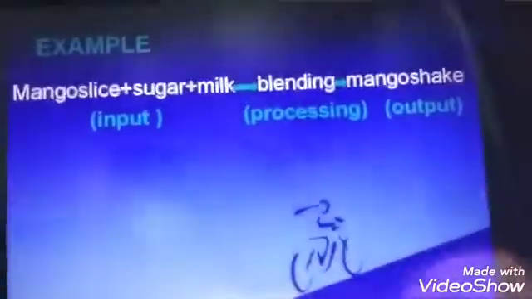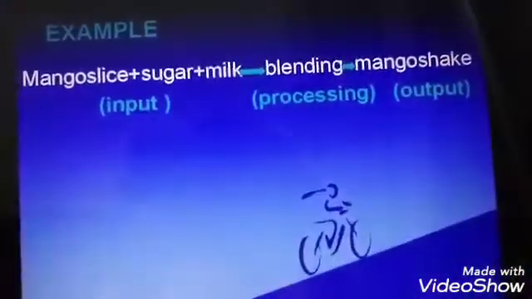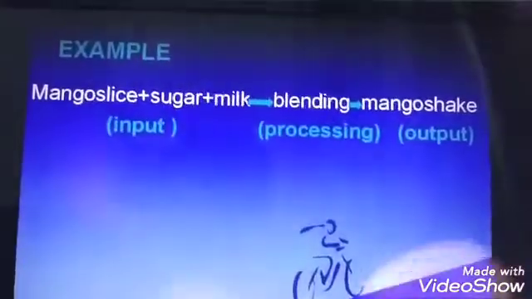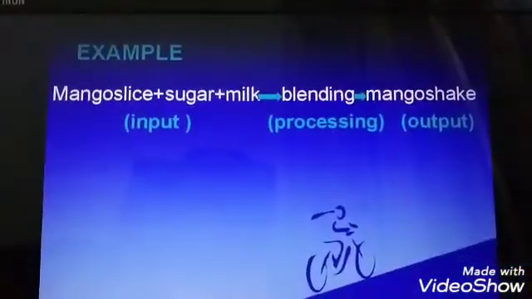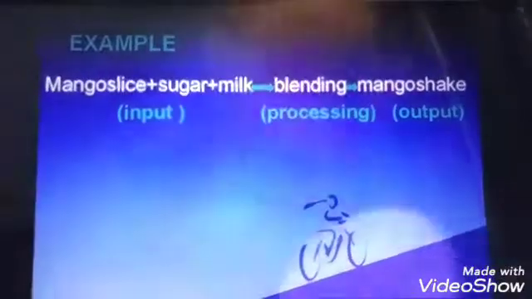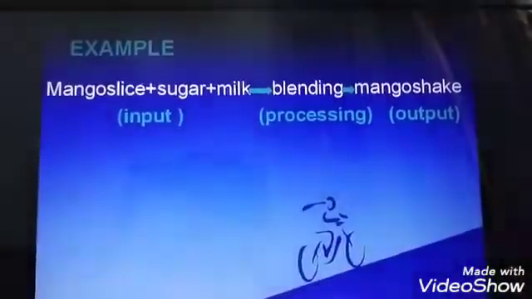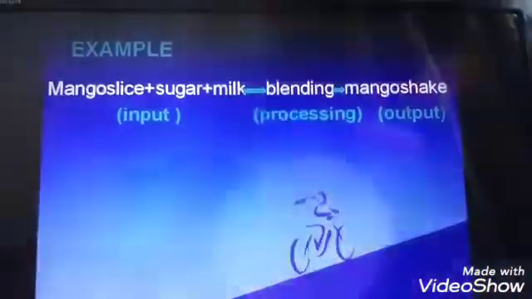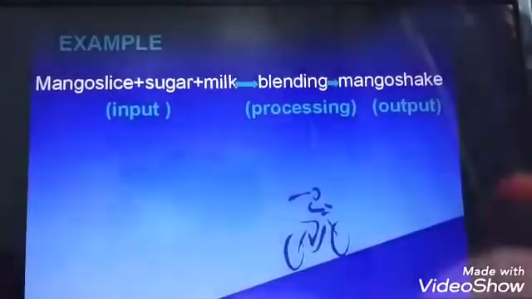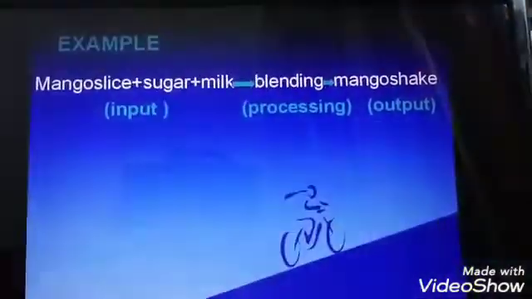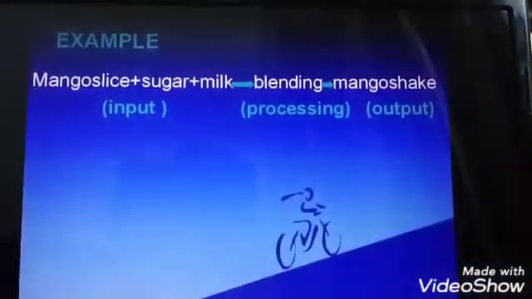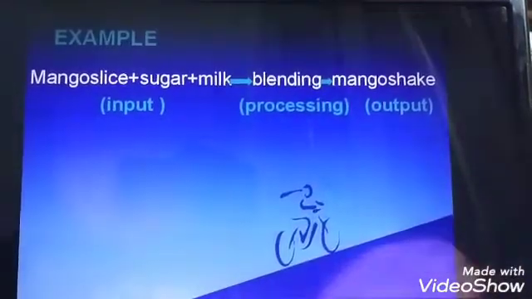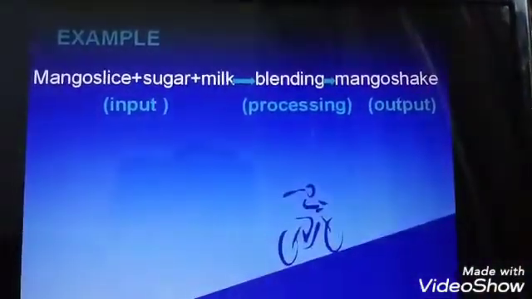Example. Here we take a real life example to see what is input, processing and output. For example, we want to make a mango shake. We need mango slices, sugar and milk. These things act like input, and blending or mixing acts like processing, and making the mango shake acts like output.